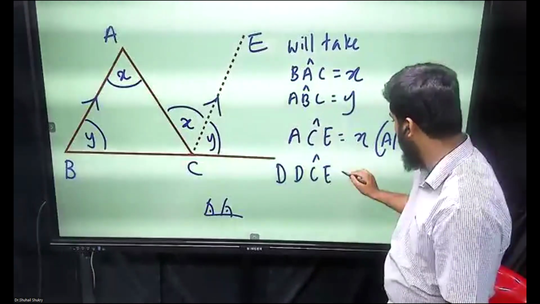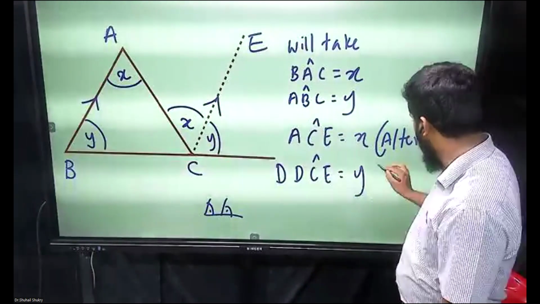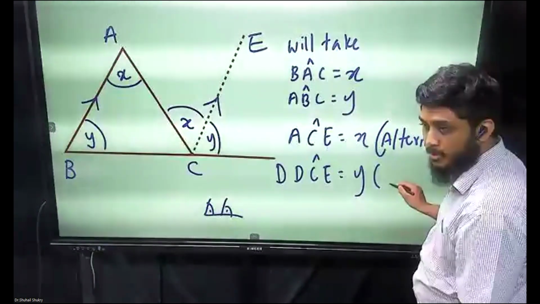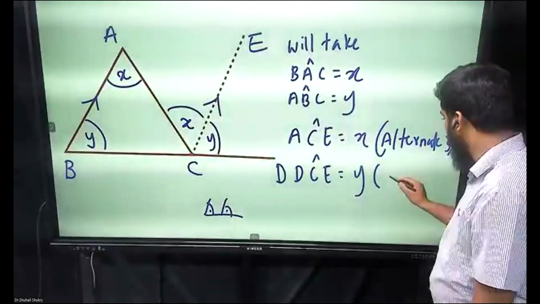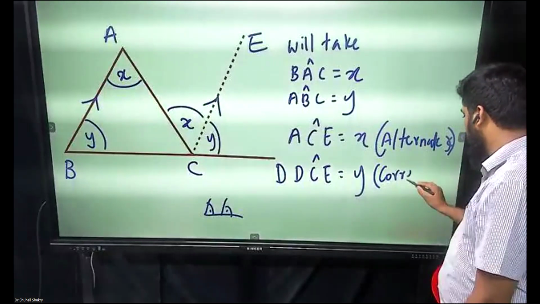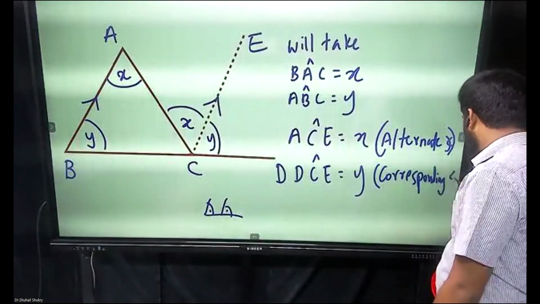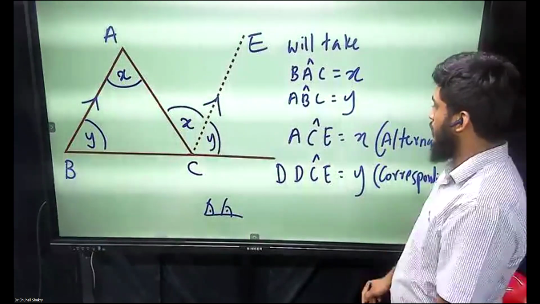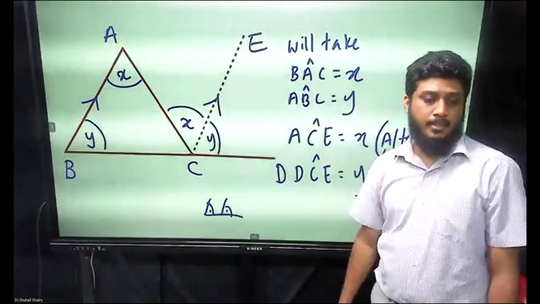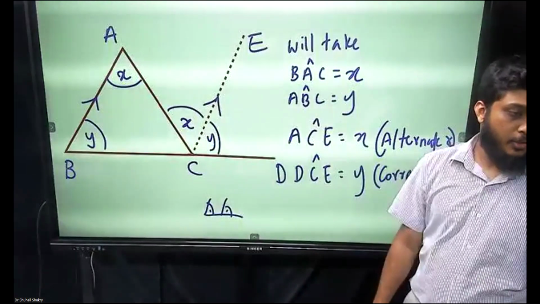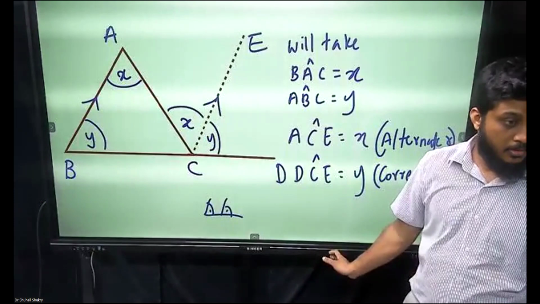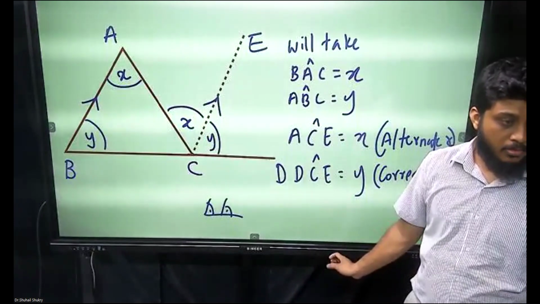DCE equal to Y. Reason: corresponding angle. Corresponding angle. And finally, you have to look here. What are you doing?